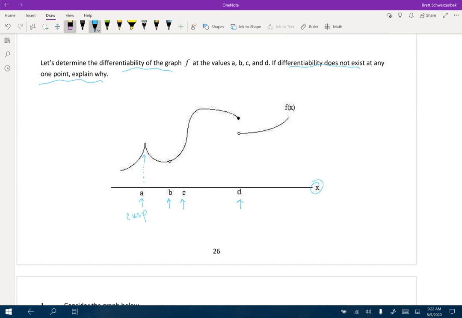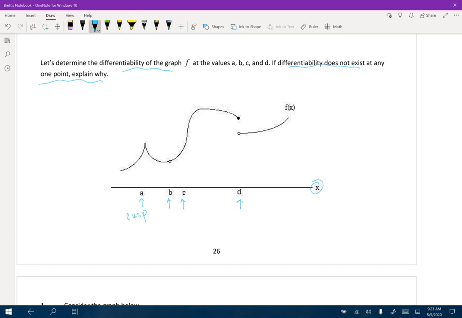Now, technically you might look at this and say, well, you could draw a vertical tangent right here. So this is a variation of a vertical tangent, but it's a perfect example of a cusp. So just to be clear, we would say that this graph is not differentiable at A because of the presence of a cusp. What about B?